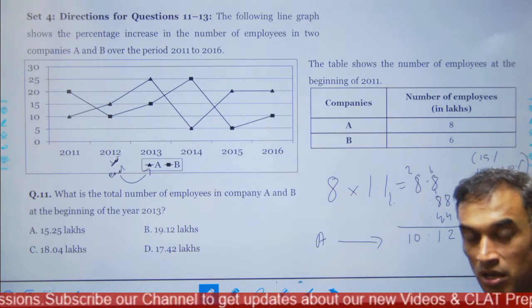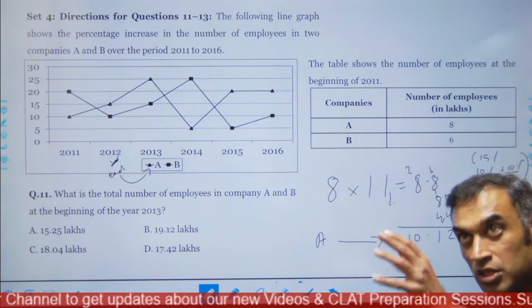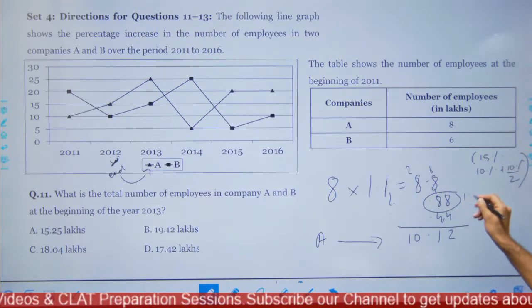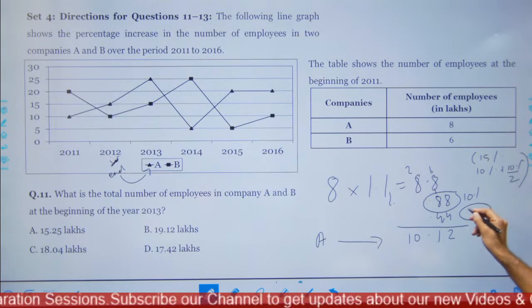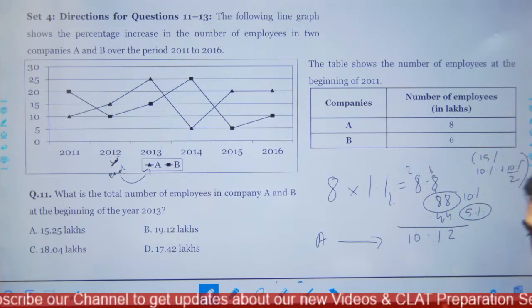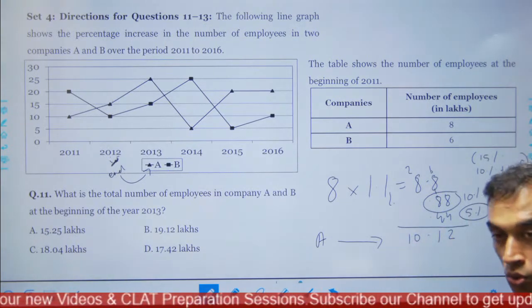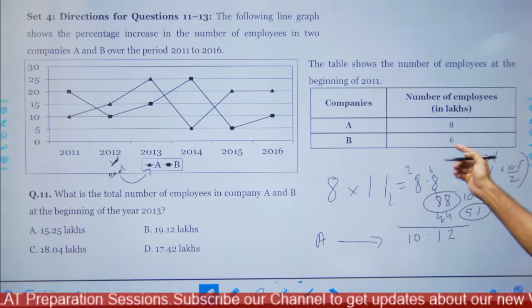10% किया 8.8 आ गया. 15% कैसे किया? 10% और 5%, 15%. तो मैंने यहाँ 0.88 कर दिया 10% के लिए, और इसके लिए मैंने कर दिया 5%. तो मैंने ऐड कर दिया, ये बेटर है, much shorter. तो मुझे A की वैल्यू आ गई 10.12 की. तो similarly मुझे B का निकालना है 6.